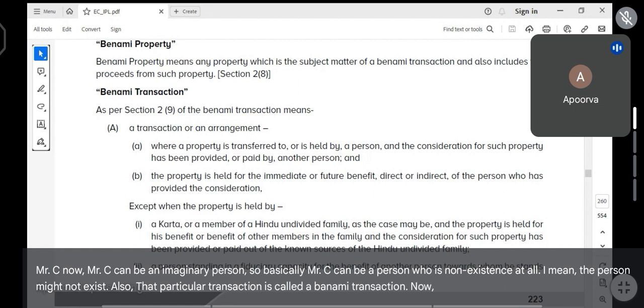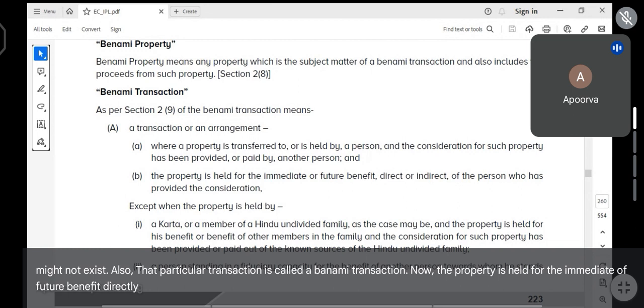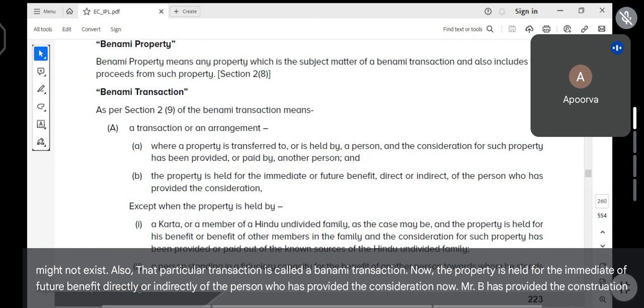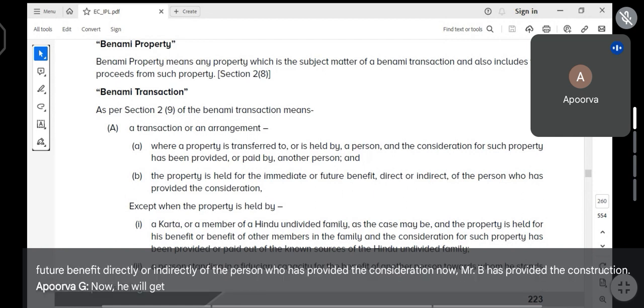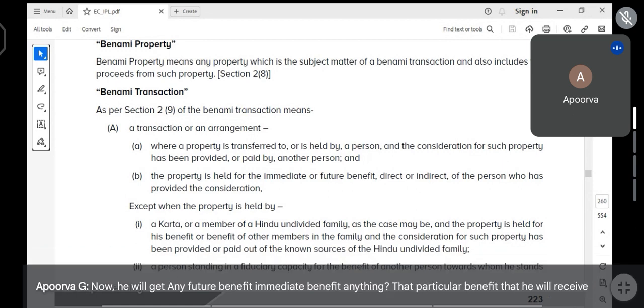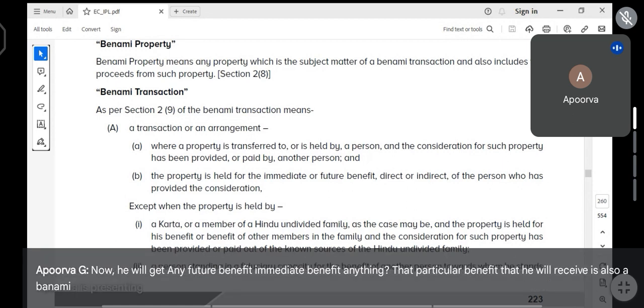Now, the property is held for the immediate or future benefit, directly or indirectly, of the person who has provided the consideration. Now, Mr. B has provided the consideration. He will get any future benefit, immediate benefit, anything. That particular benefit that he will receive is also part of a Benami transaction.